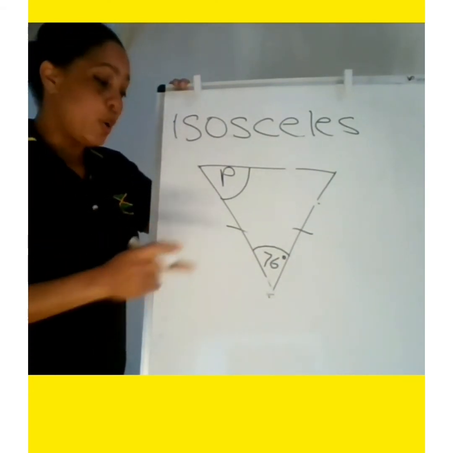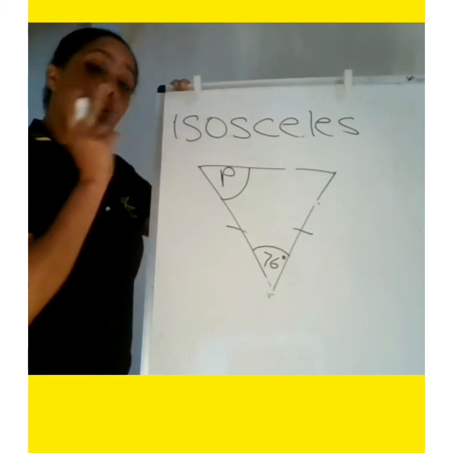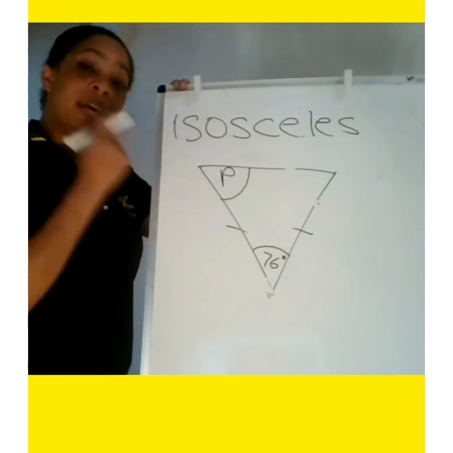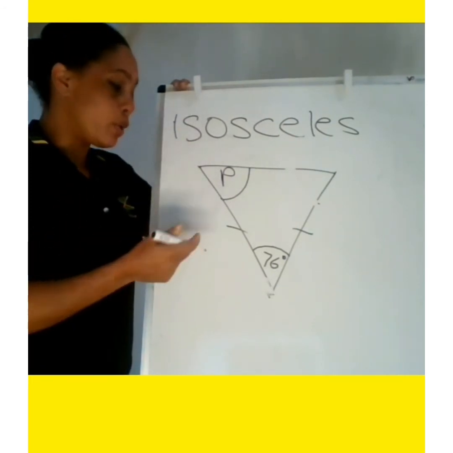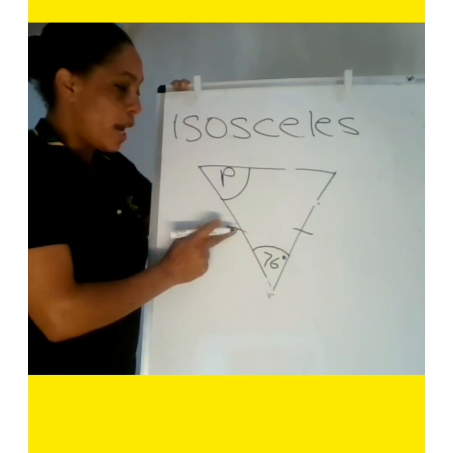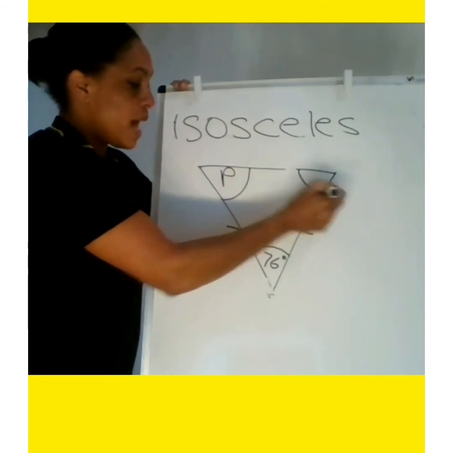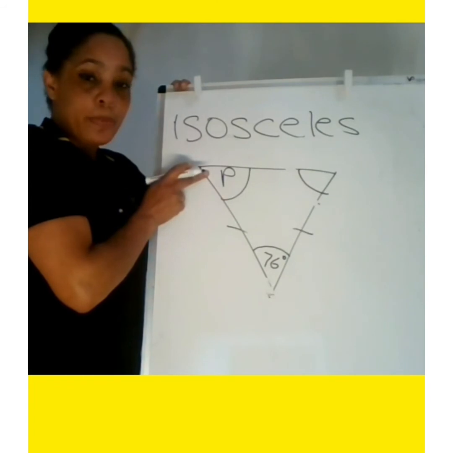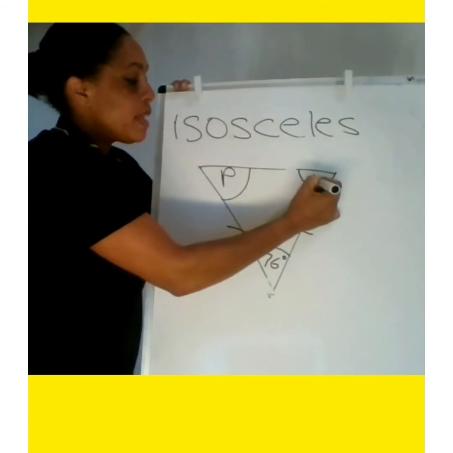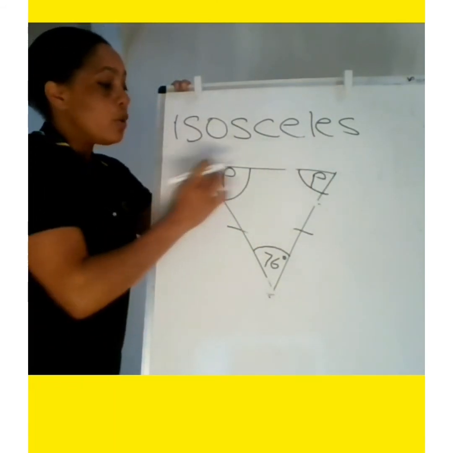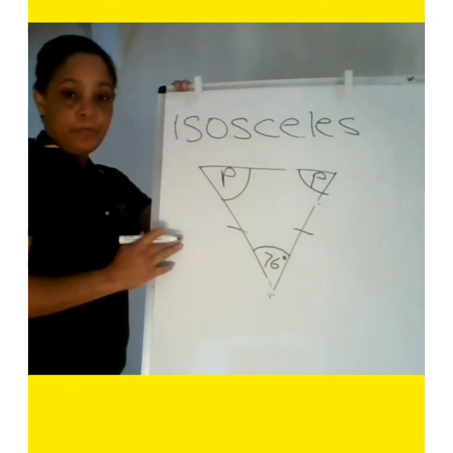First thing I know is that's an isosceles triangle. So two angles are going to be the same. Let's identify the two that are going to be the same. That side, the side opposite it, so that one and that one, the side opposite it. So that is P, then that's going to be P as well. So these two are the same.